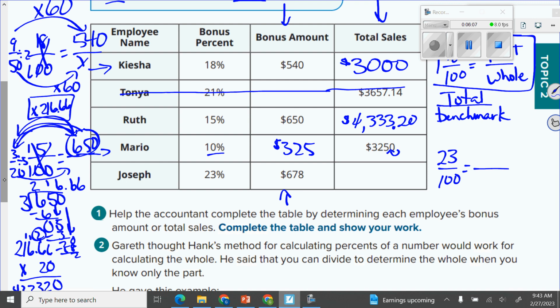Was the 678 the part of the whole? The part. So I know that goes on top. And I don't know my bottom. Is it easy to go from 23 to 678? No. Can I simplify 23 and 100? No. If I have said no twice, it doesn't go easy and I can't simplify, you're left with one choice. I know I'm going this way, so I'm going to multiply, meaning if I go the other way, I have to divide. So I need to go 678 divided by 23.